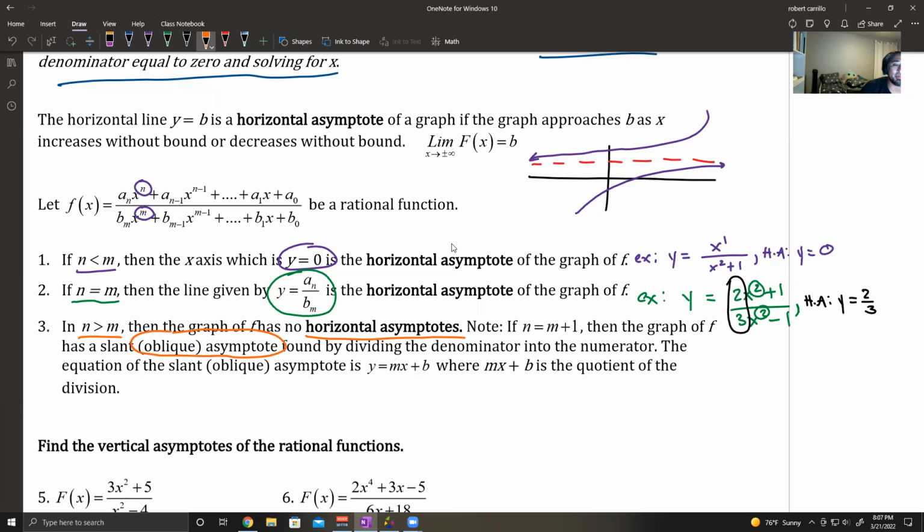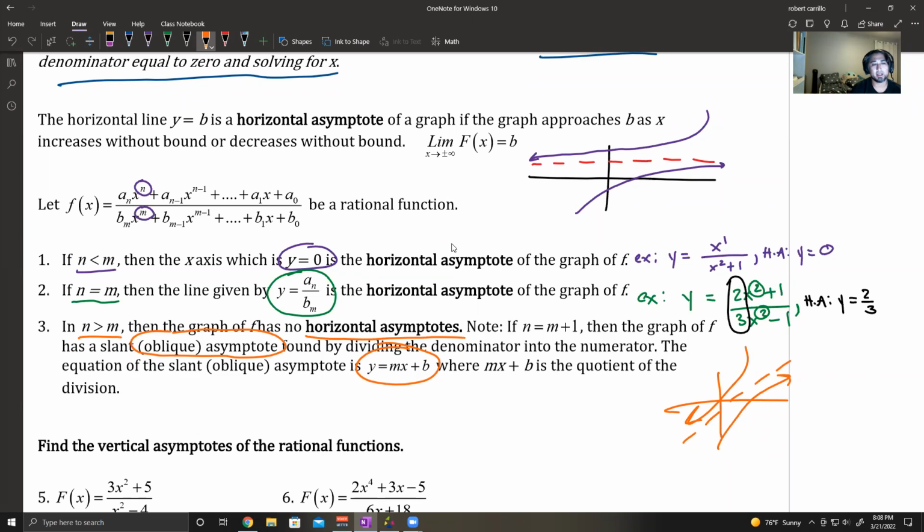An oblique asymptote looks like y equals mx plus b. It's actually pretty cool. An oblique asymptote would look something like this. Let's say I have an oblique asymptote and your graph would get close to it like that. But we don't have to worry about it in here. We're only worried about finding horizontal asymptotes.